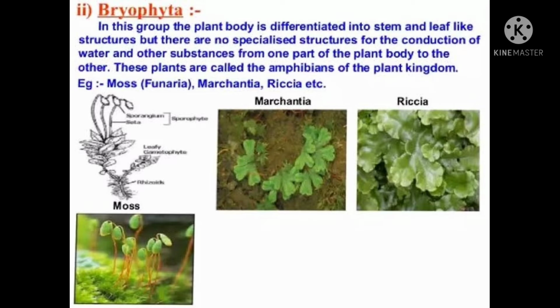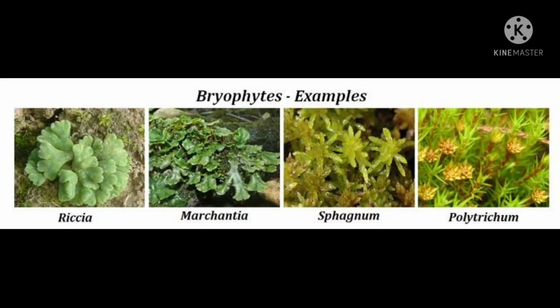Under the division Bryophyta, they are called amphibians of the plant kingdom. Amphibians means they dwell both on land as well as water. Hence, this division is known as the amphibians of the plant kingdom. The plant body is commonly differentiated to form a stem and leaf-like structure. There is no specialized tissue for the conduction of water and food and other substances from one part of the plant body to another. Under this Bryophyta, we can see mosses such as Funaria, Marchantia.